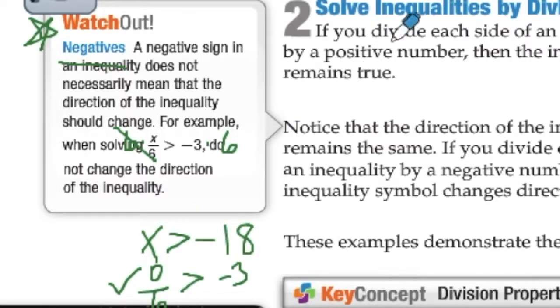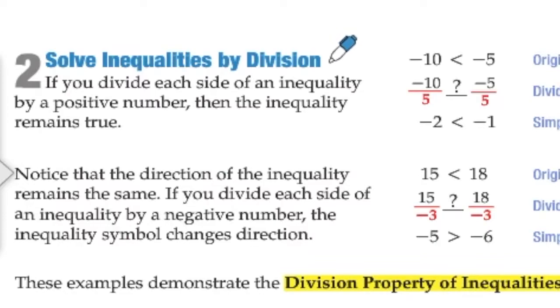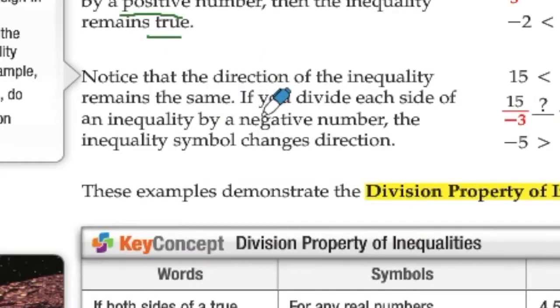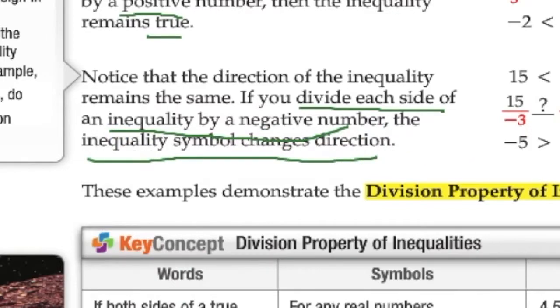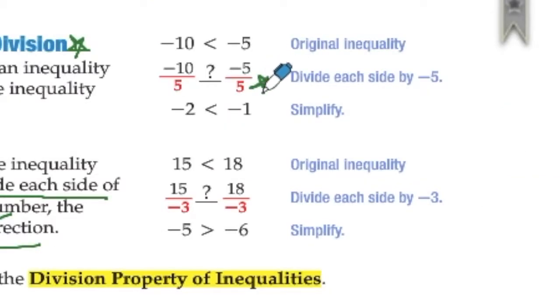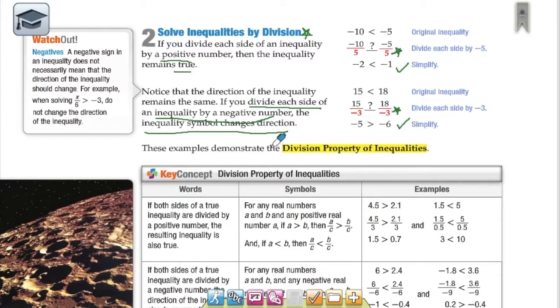flipping the inequality symbol. When solving inequalities by division, if you divide each side of an inequality by a positive number, then the inequality remains true. However, if you divide each side of an inequality by a negative number, the inequality symbol changes directions. And so what we have here is division by a positive number, and we're keeping the inequality the same. Whereas if we're dividing by a negative number, we have to change that inequality direction. And these examples demonstrate the division property of inequalities.